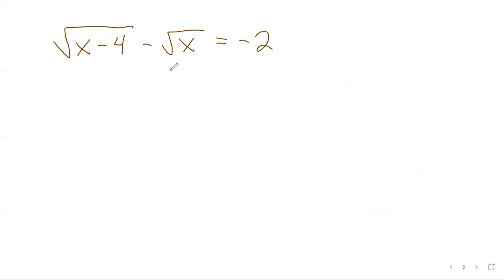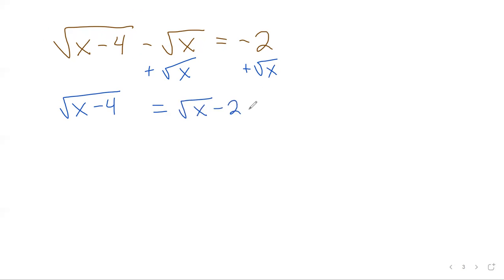Now, here's a slightly different kind, because here there's not just one radical, there are two radicals. And this is going to require us to do 2 rounds of isolating and then squaring. And here's what that's going to look like. So I'm going to isolate this radical first. I don't know why, it just looks more complicated, so maybe I'll get it out of the way first. So I'll add root x to both sides. And we'll get root x minus 4 equals, and I'll just flip the order of this, root x minus 2. Okay, so we have one radical isolated.